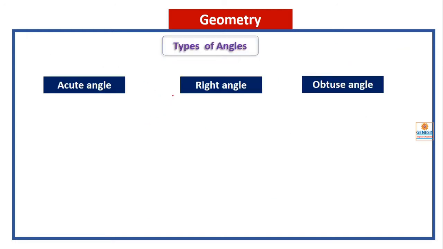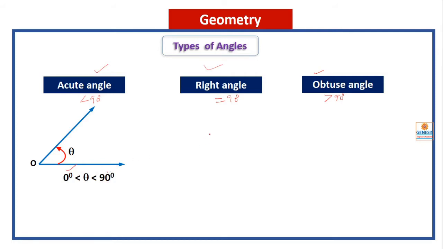Okay, so this is about angle, and we'll now study the types of angles. We majorly use three types of angles: acute angle, right angle, and obtuse angle. Acute angle means generally we consider it as less than 90. Right angle is equal to 90. Obtuse angle is greater than 90. So acute angle is in between 0 and 90. That means theta is greater than 0 and less than 90.